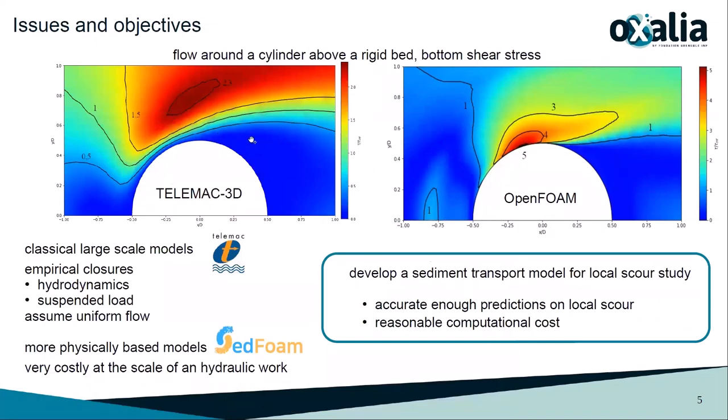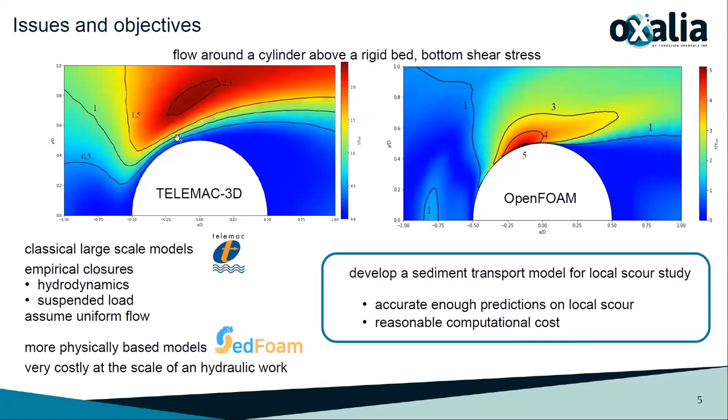And so here you have a representation of the excess of shear stress on the bottom. And it's two simulations made with Telemac 3D and OpenFOAM with the pimpleFoam solver, for the flow around the cylinder with the flow coming from the left. And you can see that we have really different patterns with OpenFOAM and Telemac.